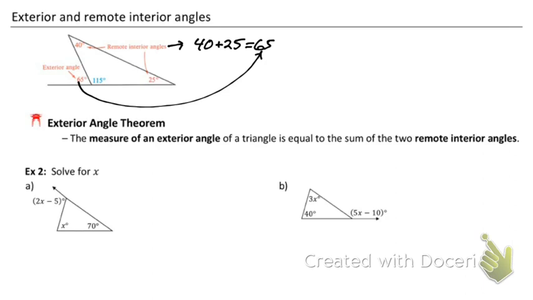That's actually a theorem. Your exterior angle will always be the sum of your remote interior angles. So your exterior angle is always going to equal adding those two angles that are furthest away from your exterior angle. So we're going to do some of those problems right here that entail that.